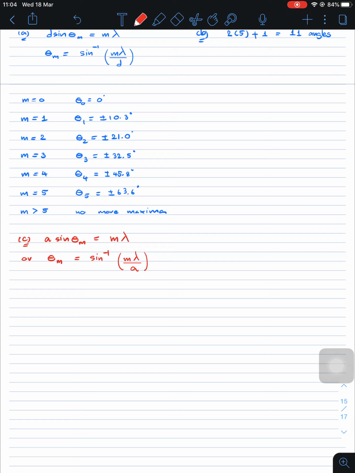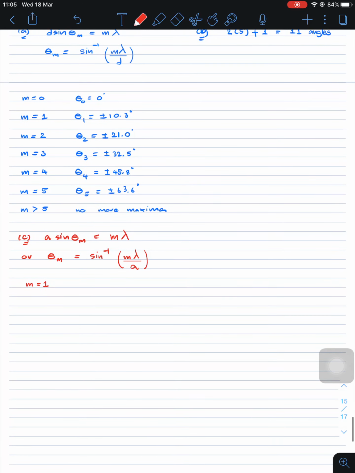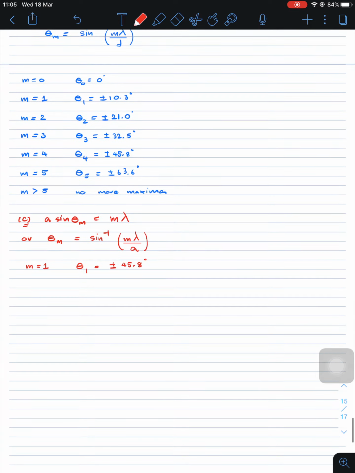Okay, so let's compute for m equal to 1. Don't forget that for diffraction by a single slit, we just start from m equal to 1. We don't have m equal to 0. From m equal to 1, we have θ_1 equal to plus or minus 45.8 degrees.